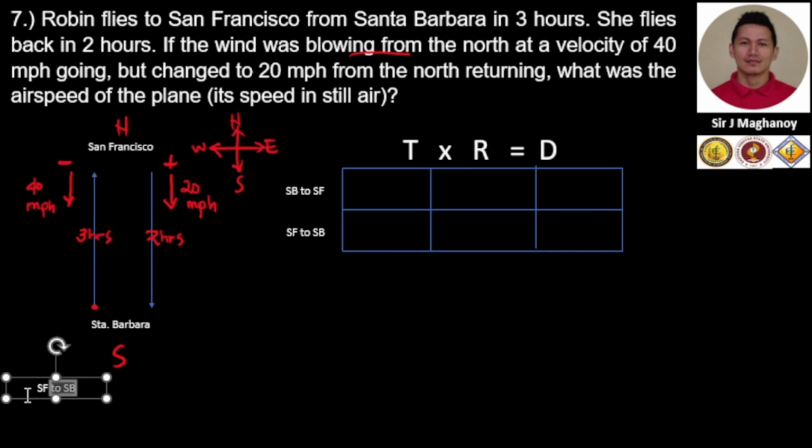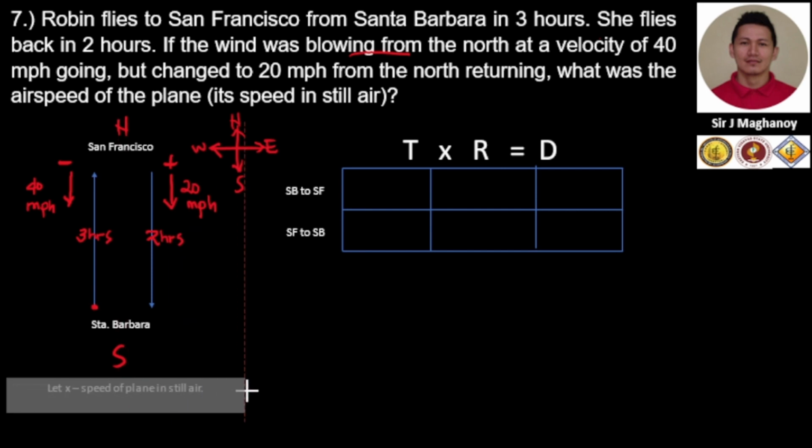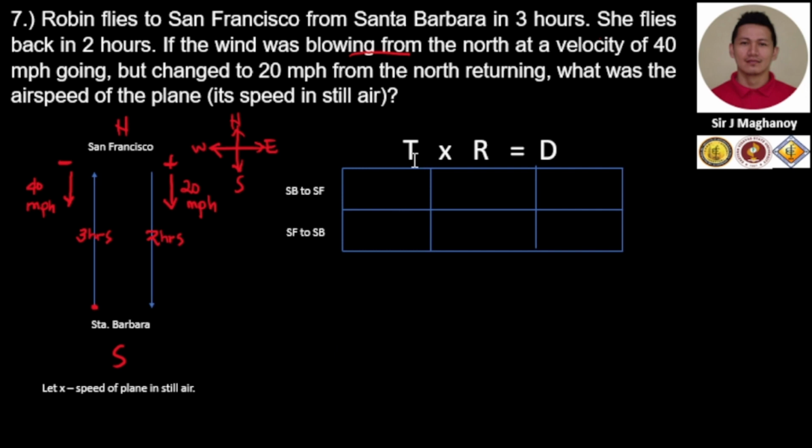So what do we let here? We let x, since we don't know the speed of our plane, that is the speed of our plane in still air, or that is the airspeed. So how about the time? It's already given. Going from Santa Barbara to San Francisco, that is 3 hours. Going back, that is 2 hours.